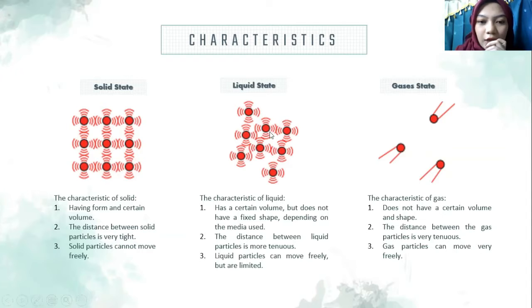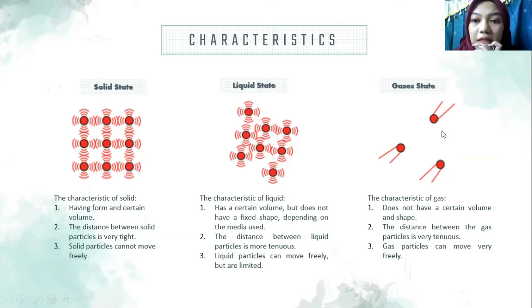The second is liquid state. The characteristic of liquid is, first, it has a certain volume but doesn't have a fixed shape, depending on the medium used. So when we put orange juice in a glass, the shape of the orange juice follows the glass. And when we put it into a bowl, the shape of the orange juice follows the bowl, like that. Because liquid particles can move freely but limited, right?